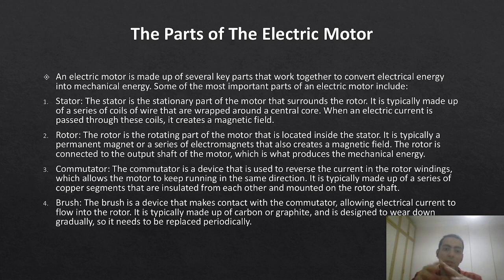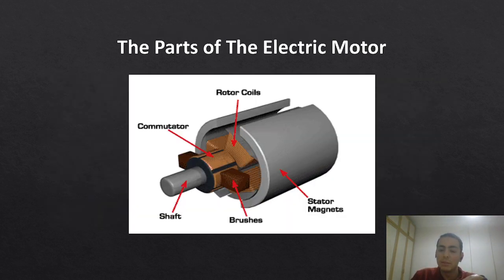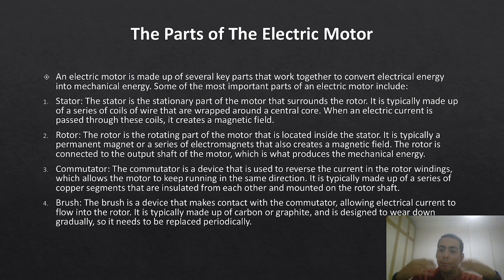Stator. The stator is a stationary part of the motor that surrounds the rotor. It's typically made up of a series of coils of wire that are wrapped around a central core. When an electric current is passed through these coils, it creates a magnetic field.